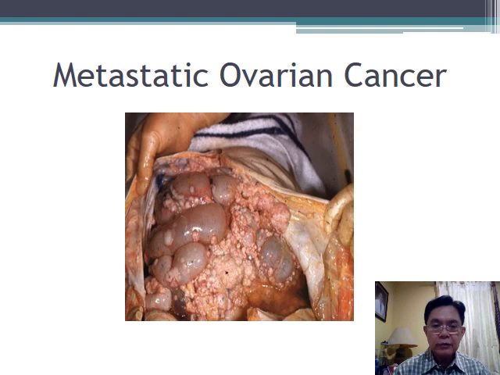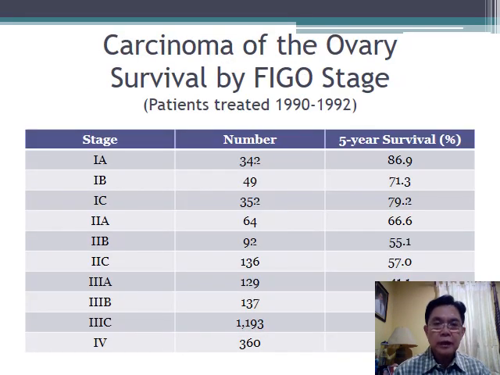So there are now implants not only on the ovary, but even in the omentum, or even on the surface of the liver, or even on the intestinal surfaces as well. So this is an advanced ovarian cancer, at least stage 3B disease. So this is metastatic ovarian cancer.